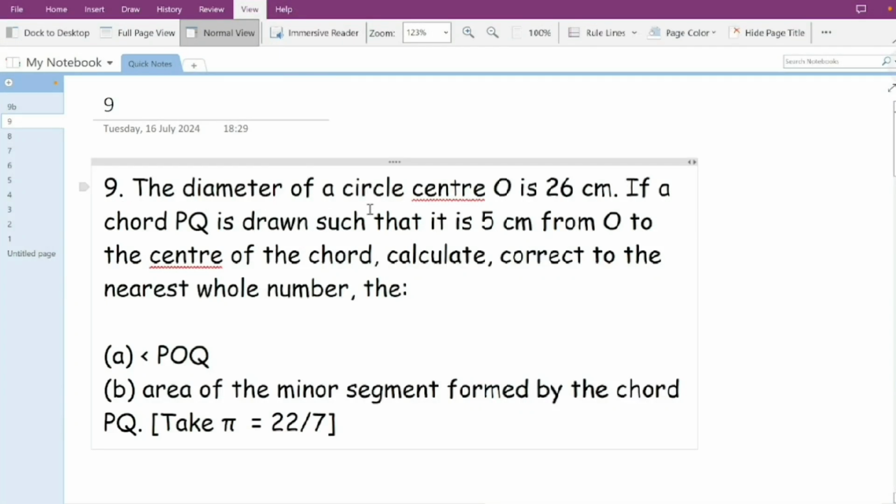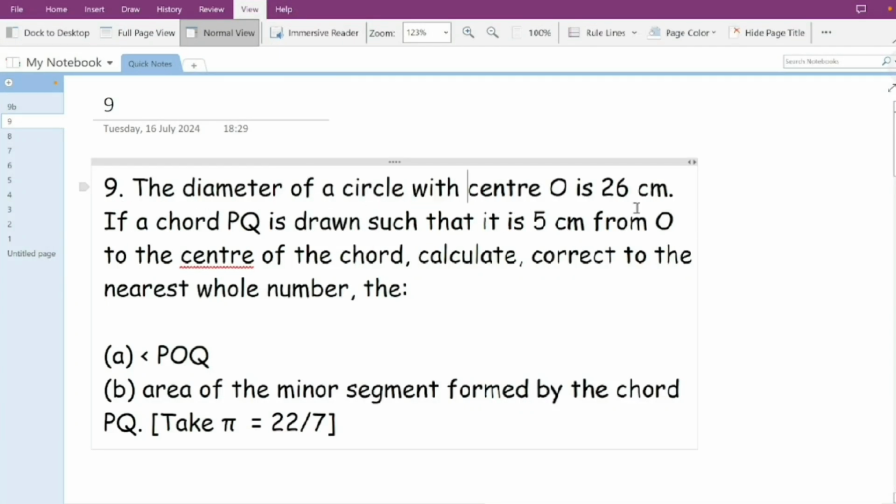Question 9. The diameter of a circle with center O is 26 centimeters. That's the diameter. If a chord PQ is drawn such that it is 5 centimeters from O, the center, to the center of the chord, calculate, correct to the nearest whole number, (a) the angle POQ, and (b) the area of the minor segment formed by the chord PQ. Take pi to be 22/7.